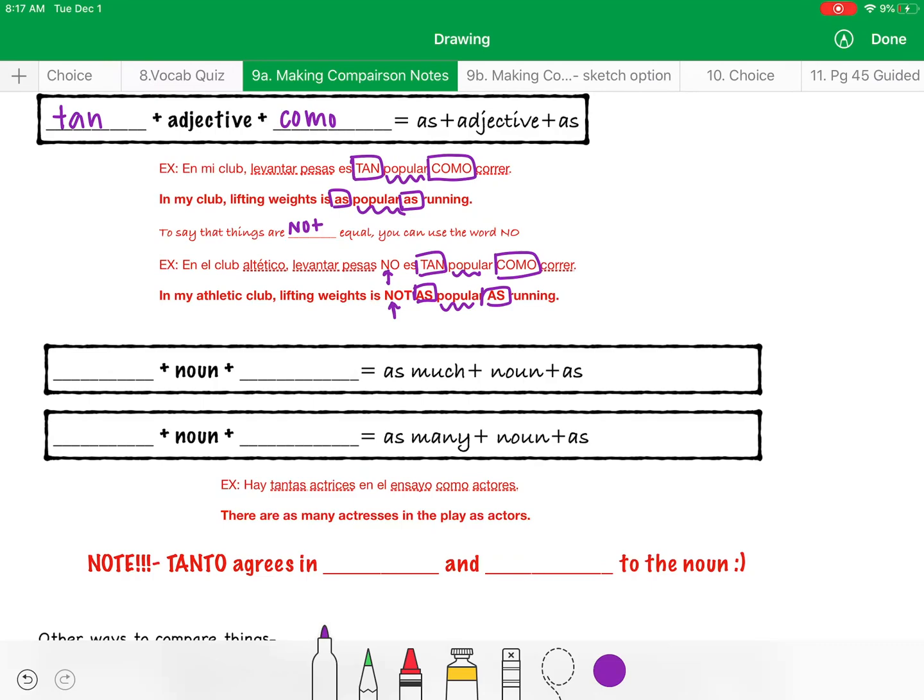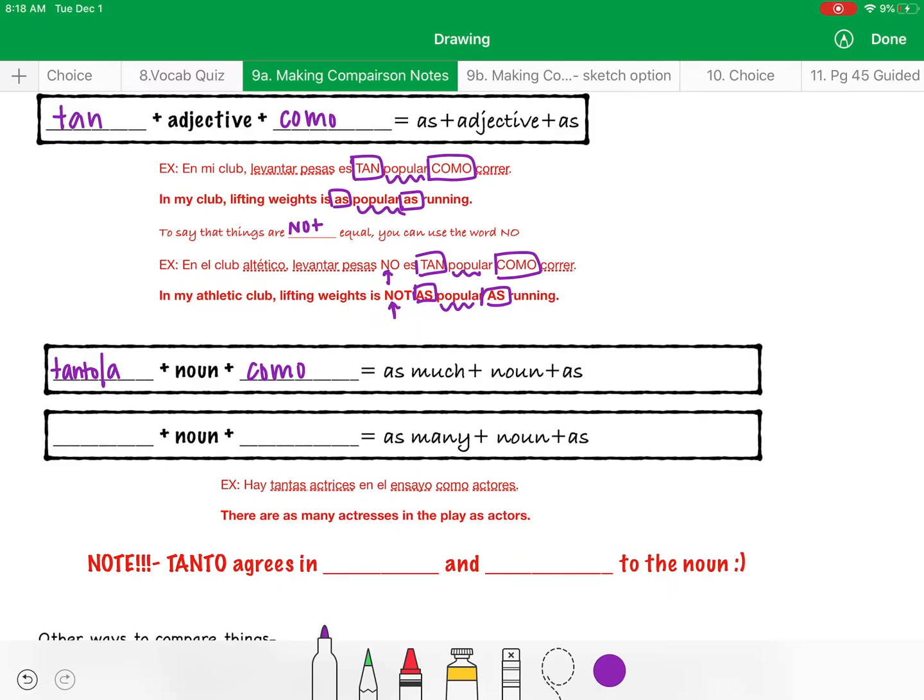The next one, talking about nouns, when you're saying as much something as something else, or as many something as something else. So the first one we have tanto or tanta. Okay, your noun, and then como. Okay, so to say as much blank as something else. Okay, she has as much money as someone else. She has as many awards as someone else.